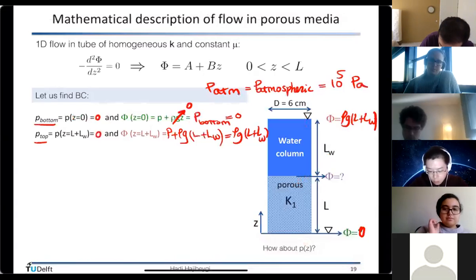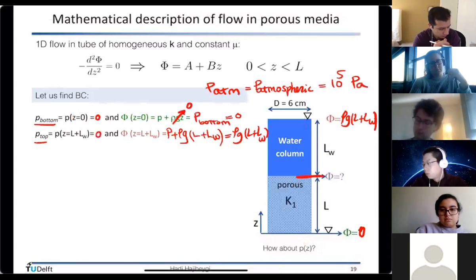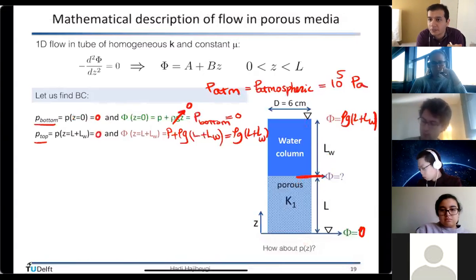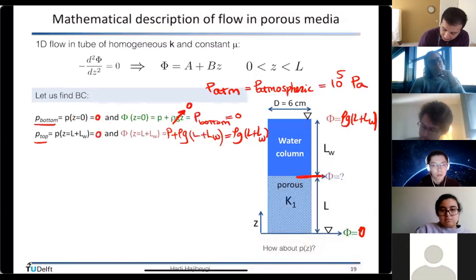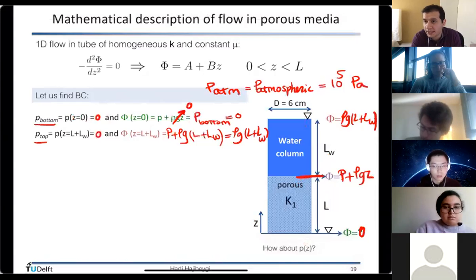How about the potential here? How about the potential here? I would like to have an interactive discussion with you to find the potential in between, because that's not the most trivial thing to come up with. But the more you interact, the better and the more clear this would be. How would you think that the potential can be found? The first thing you need to do all the time is to replace potential with P plus rho GZ. This would give you the potential at any point.